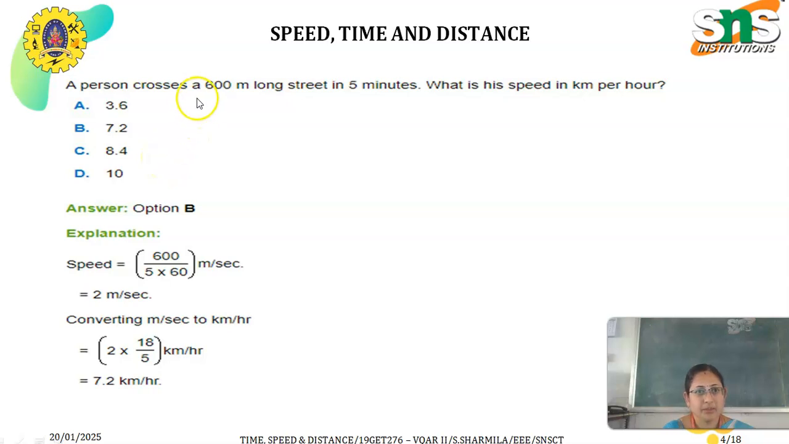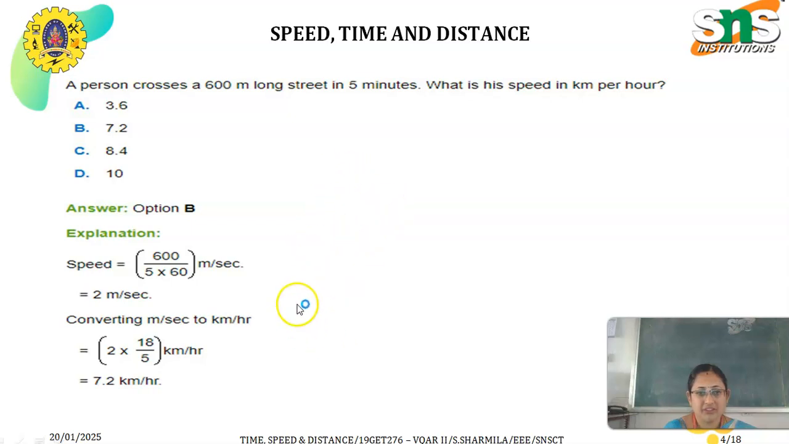We know the main formula for this problem: speed is equal to distance by time. The given data in this problem is a 600-meter long street, so the distance is 600 meters, and the time taken is 5 minutes. So the time is 5. We want to calculate the speed. So speed is equal to distance by time, where distance is 600 meters and the time is 5 minutes.